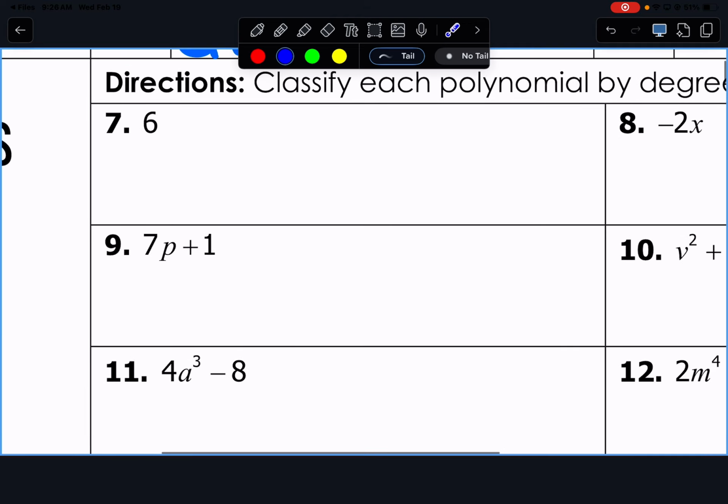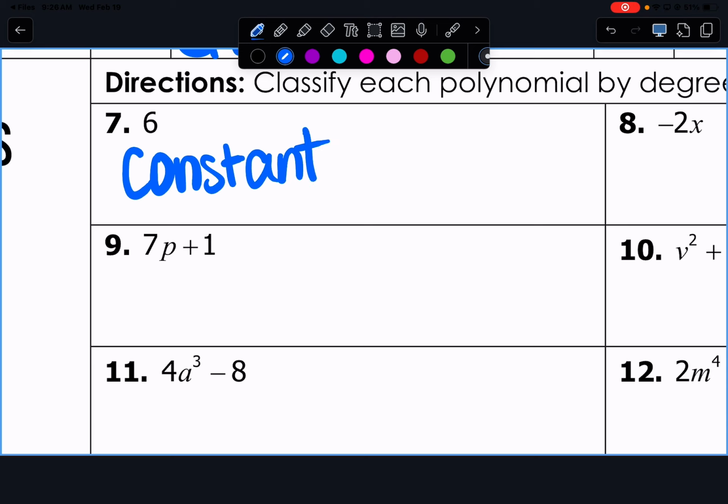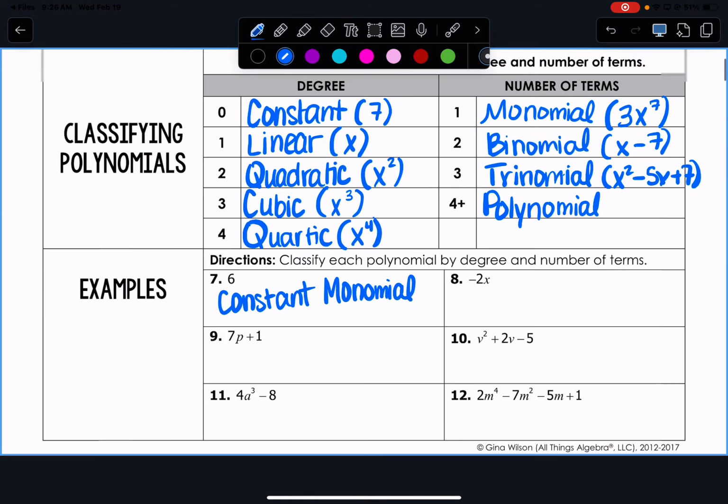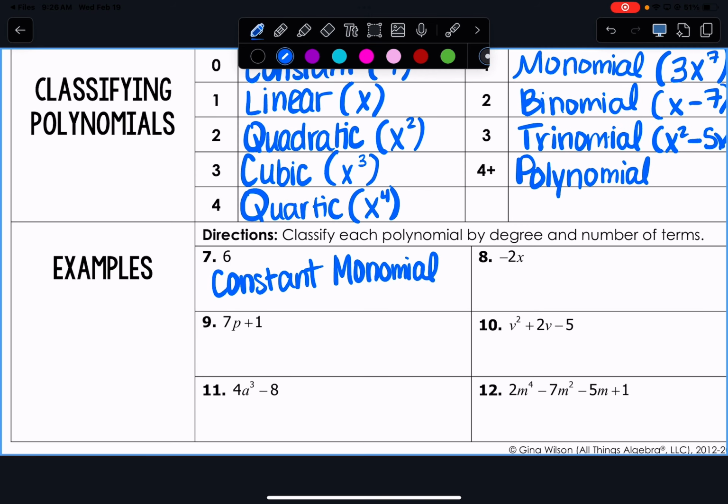What is the degree of 7? The degree of a number is 0, so it is a constant. How many terms? 1. So it is a constant monomial. Now number 9, we have 7p plus 1. What is the exponent on p? 1. That makes it linear, and it is a binomial because it's 2 terms. So we have a linear binomial.